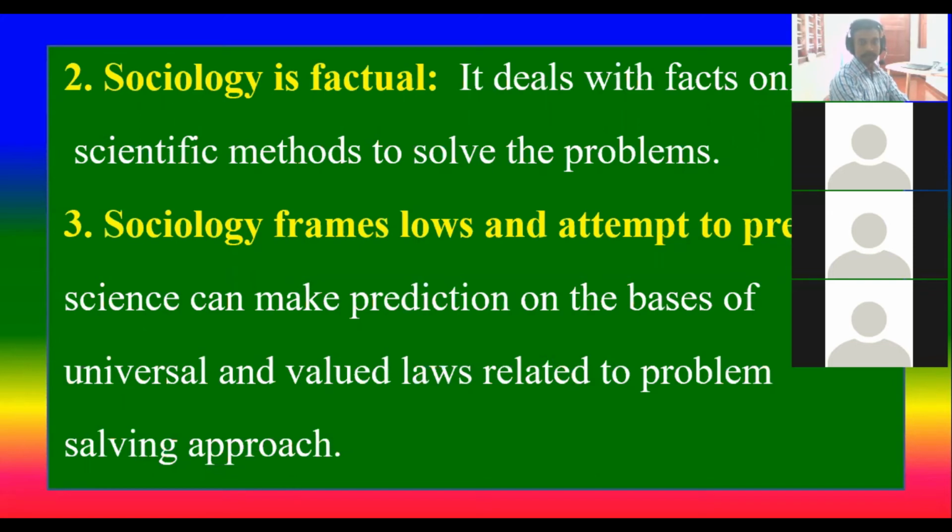Third one, sociology frames laws and attempts to predict, based on universal values. For example, can you predict poverty? When a society becomes poor, we can predict. Illiteracy plus unemployment cause poverty. So this is one example of prediction.